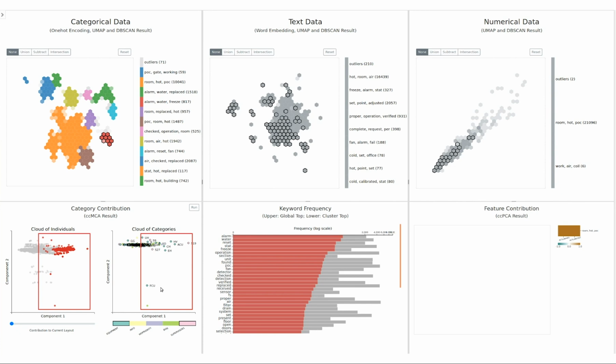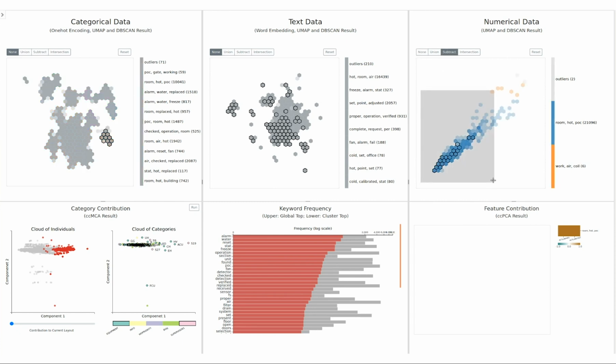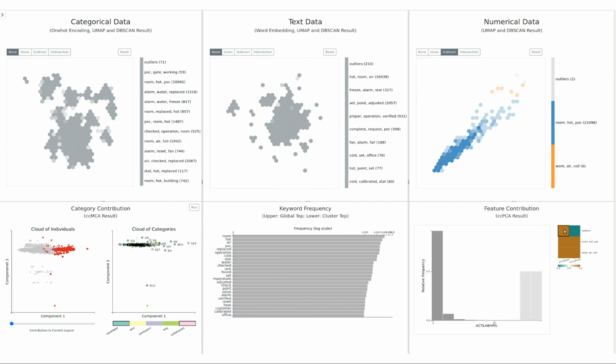We achieve this through a new contrastive learning method called contrasting cluster in multiple correspondence analysis, or CCMCA, that we introduce in this paper. The numerical data panel is supplemented with a feature contribution panel, which we can examine by hovering over the corresponding square in the heat map.